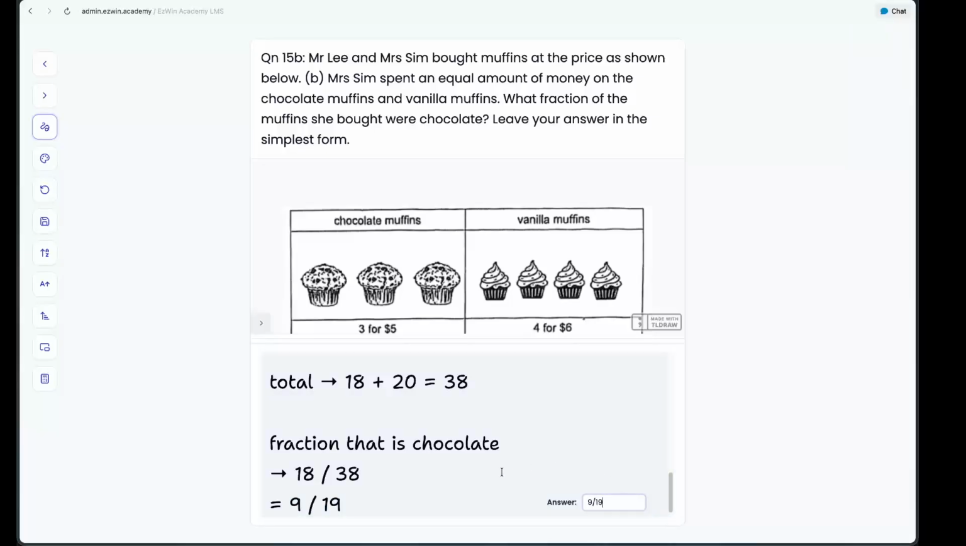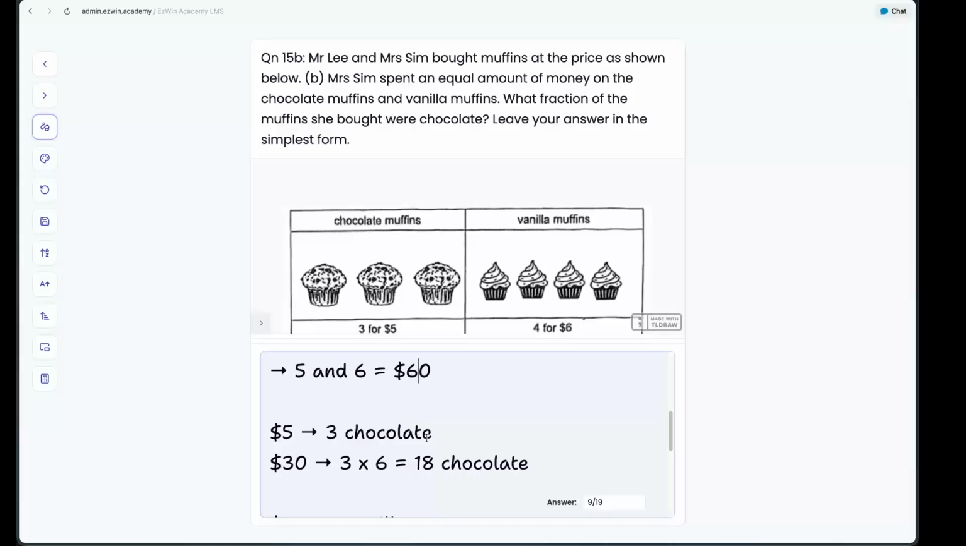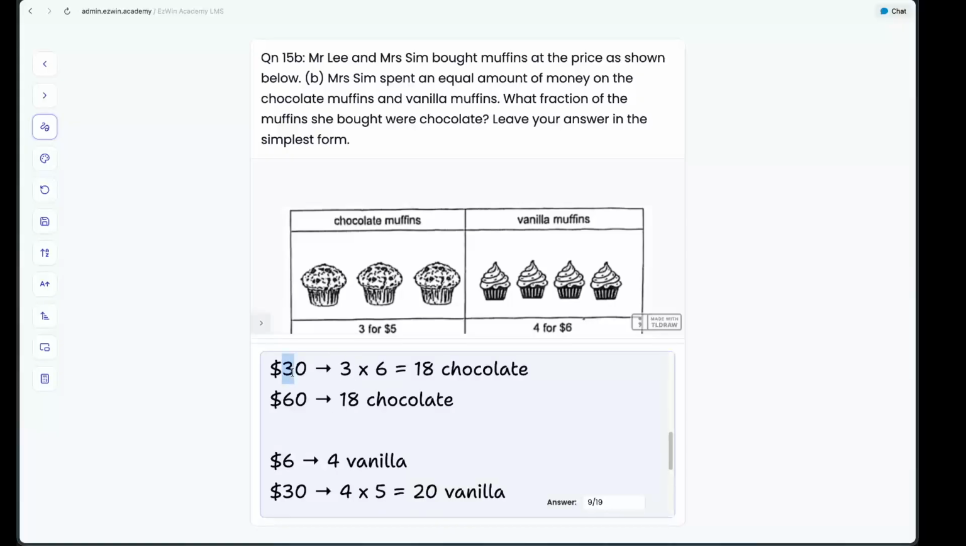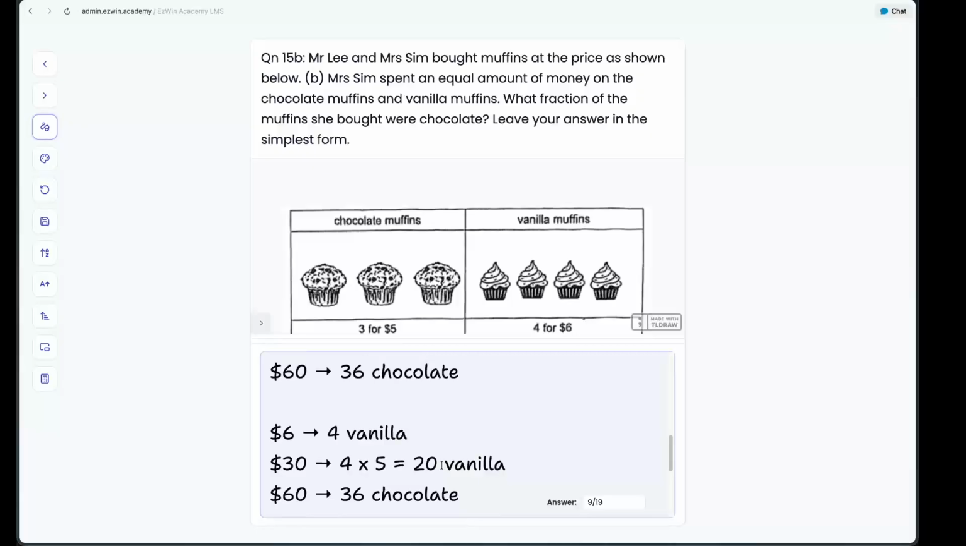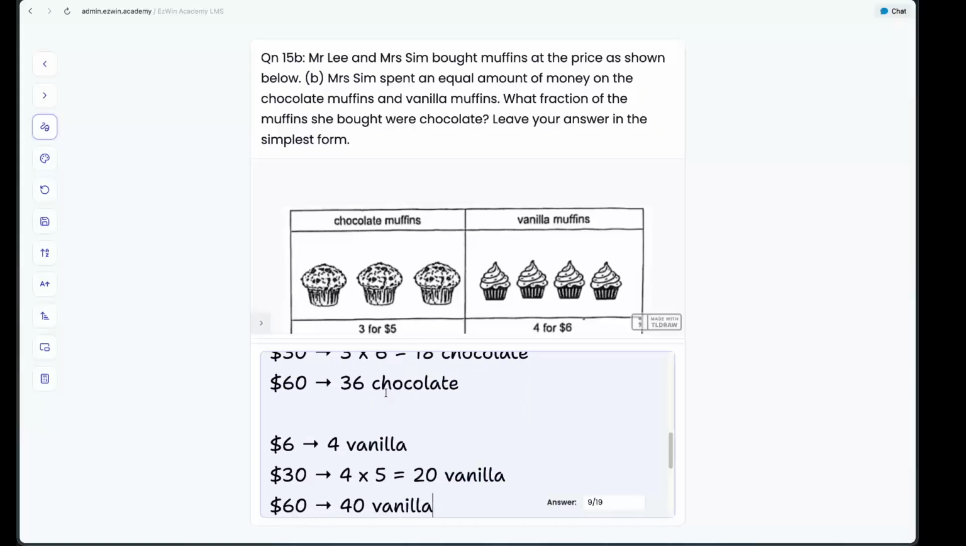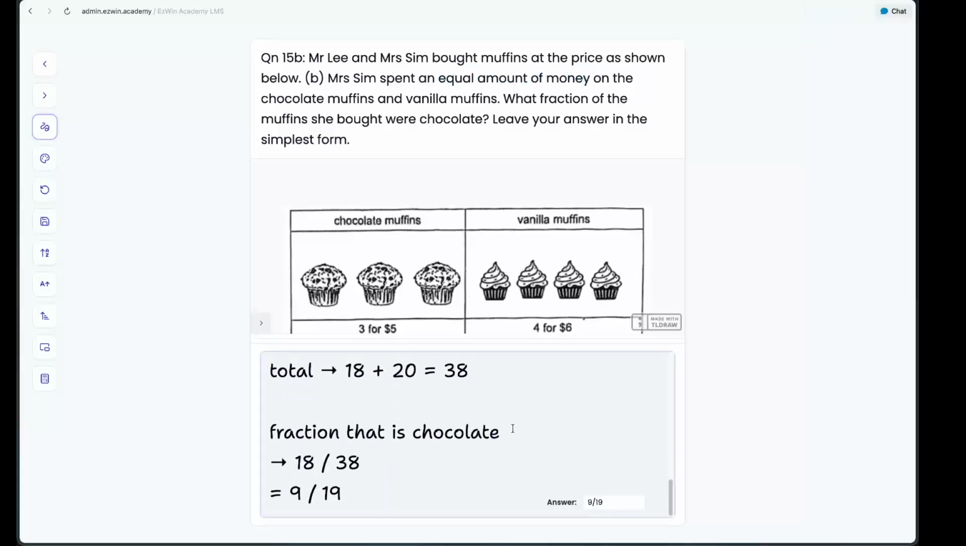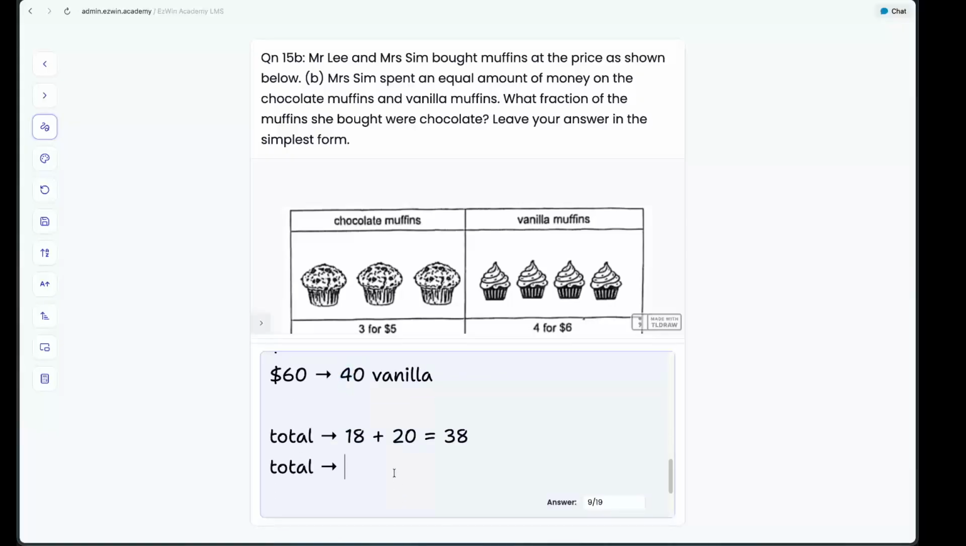So the thing is that this will work even if you were to put, for example, another common multiple, 60, right? If you were to put 60, then it's just multiplying 2 of 30, which in this case is 36. Then if you were to put $60 for vanilla, it would be 40 vanilla. So we have 40 vanilla and 36 chocolate for $60, costing an equal amount of money, right? If we were to put it here, it's the same thing. The total would be 40 plus 36, which is 76.